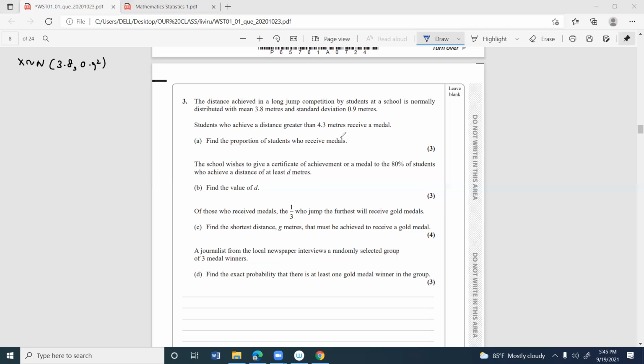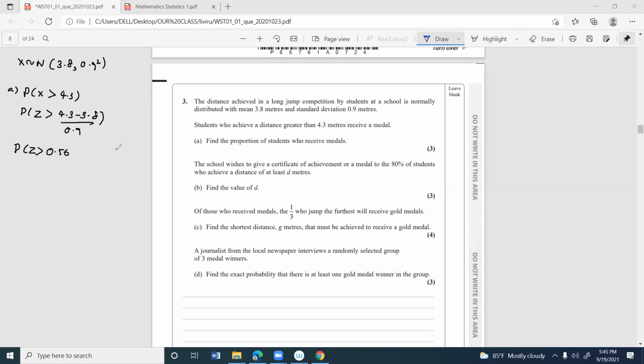Find the proportion of the students who receive a medal, that is, the probability of the distance traveled being more than 4.3. So you can use standardizing. When you standardize, the variable is Z: 4.3 minus 3.8 divided by 0.9. So this becomes the probability of Z greater than (4.3 minus 3.8) divided by 0.9. That value works out to 0.56.